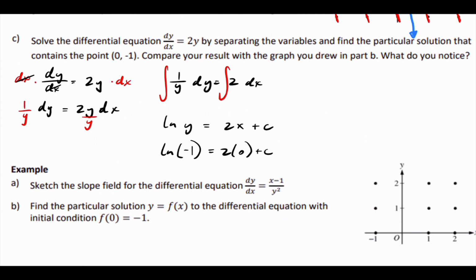We talked about this last week, right? We can't have a log of a negative number. It doesn't work. There's no power that can make the number negative. So this is when we need the absolute value bars. So it's actually going to be positive 1. The only time we need the absolute value bars is when it's a negative log. When it's a positive log, you don't need them. So natural log of 1 is 0. 2 times 0 is 0. So c is 0.